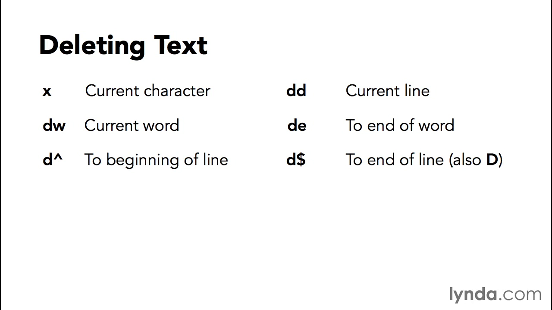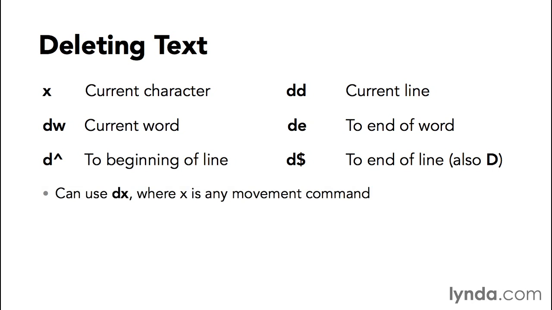In general, you can use D followed by any movement command in order to delete that unit. So just as you use W to move forward by a word, you use DW to delete a word. I'd like to point out a general principle here. D is the delete command. Doubled, DD, it acts on the current line. In this case, it deletes the current line.